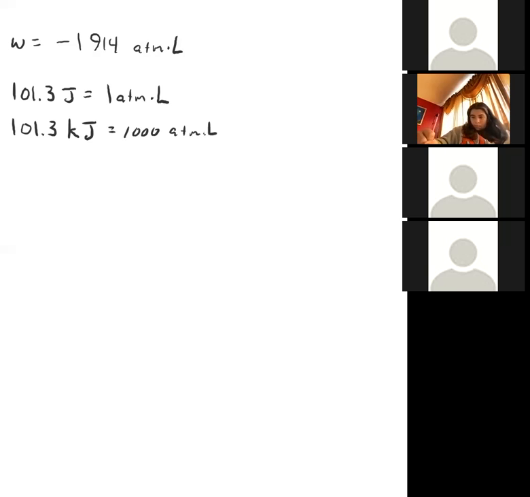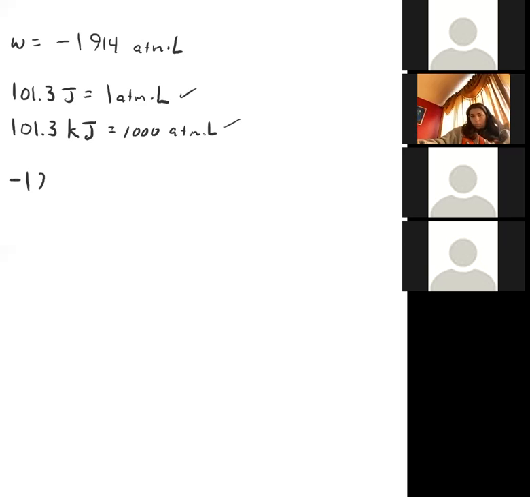So if they want the answer to be in joules, you can use this one. If they want it to be in kilojoules, you can use this one. All I did was I took the first one and multiplied by 1,000, because remember, a kilo is 1,000. So let's do this problem.